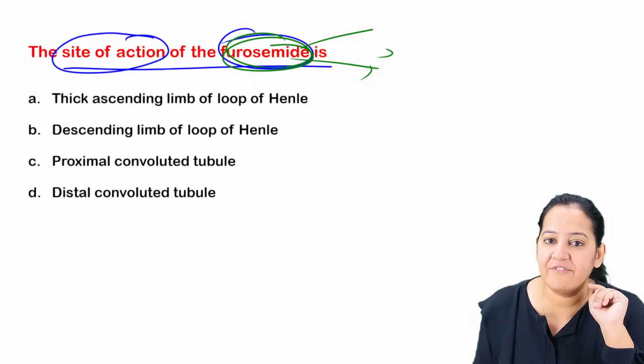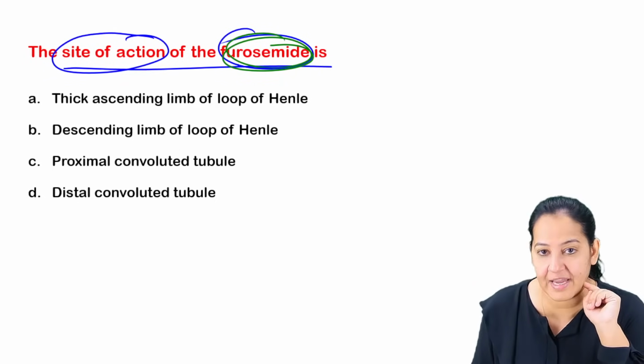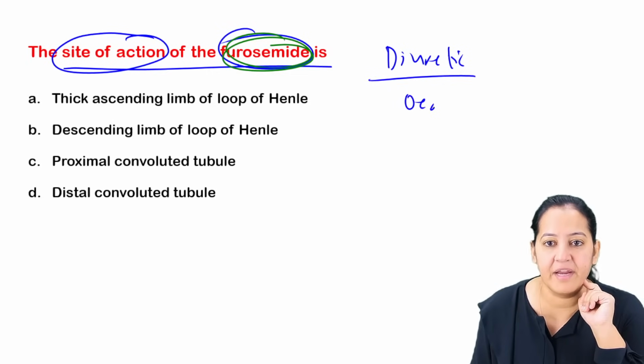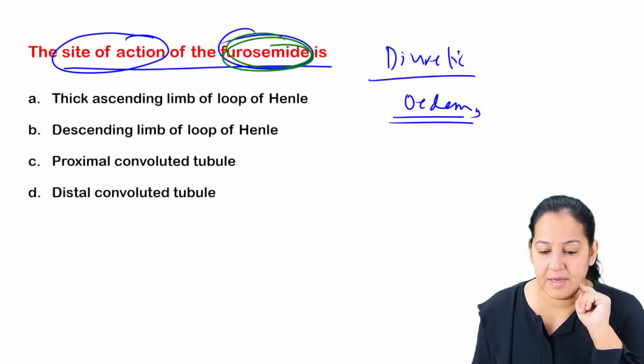You can identify that furosemide is a diuretic, they are asking. Okay, what is a diuretic? A diuretic is a drug which is given in edema, edema of any cause. Edema means swelling.